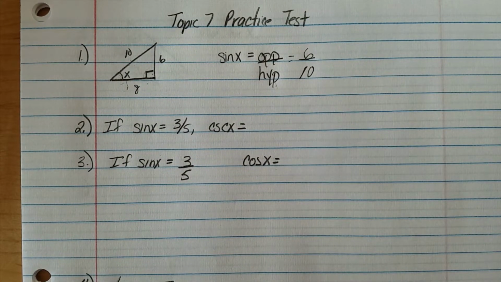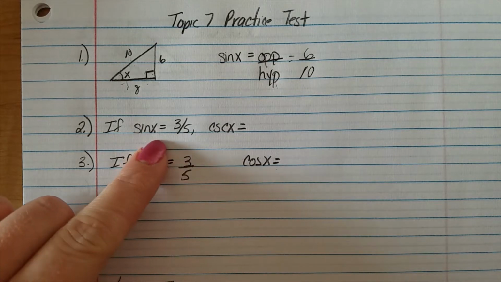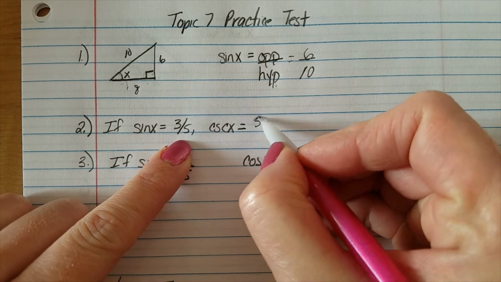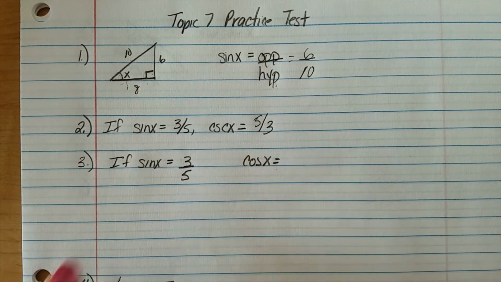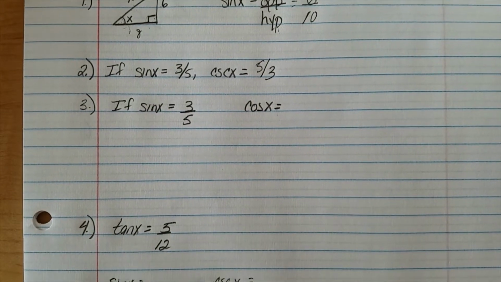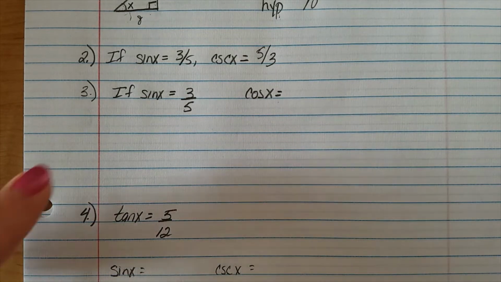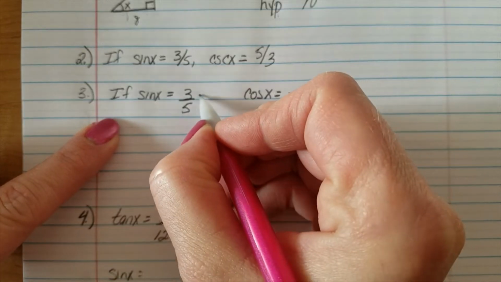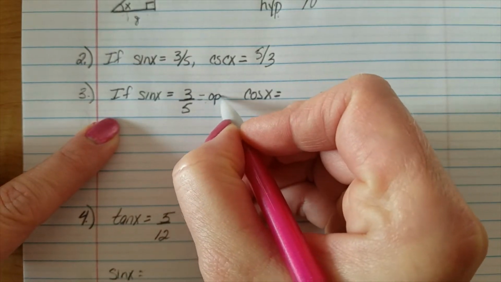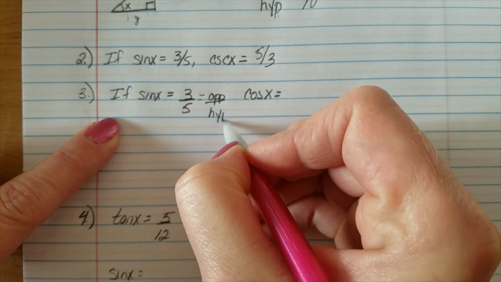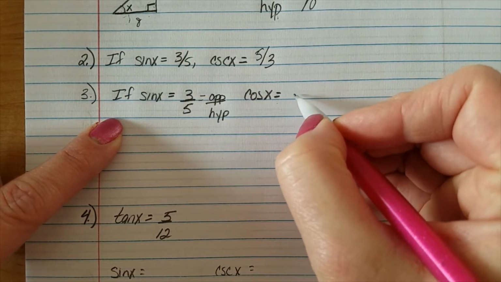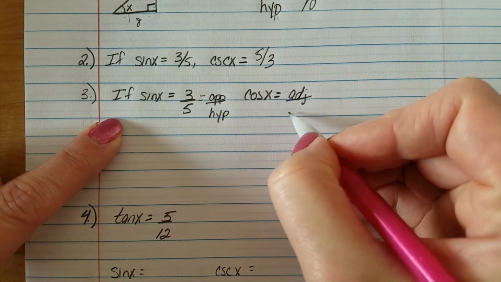Number 2, if sine of x equals 3/5, cosecant of x equals what? Well, cosecant is the reciprocal to sine. So that means I just need to flip my fraction. Number 3, if sine of x equals 3/5, what does cosine of x equal? Well, again, we know sine of x is opposite over hypotenuse, and cosine is adjacent over hypotenuse.